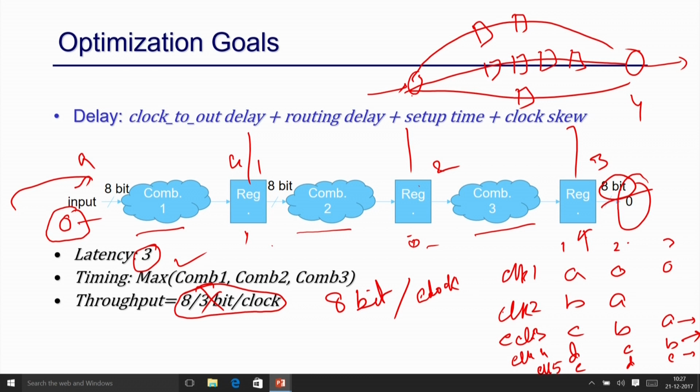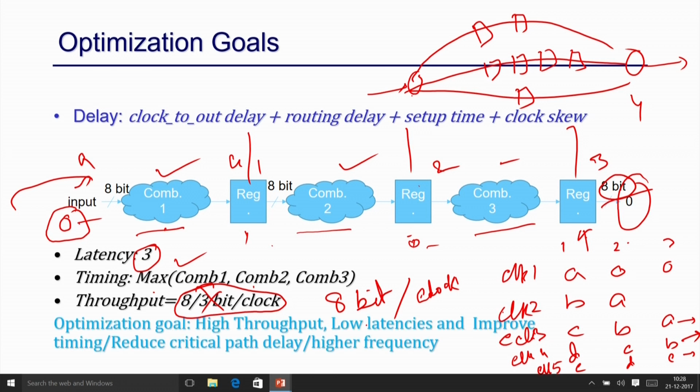And the timing is what? As I mentioned, it is the maximum combinational delay between any 2 registers. Here there are 3 sets of combinational delays, so it will be the maximum delay of these 3 combinational circuits, right. So, for this circuit latency is 3, throughput is 8 bits per clock, because it is a parallel pipelined data path. After every cycle you will get some output for a data, so it will be 8 bits per cycle, and your timing is the maximum of these combinational delays.